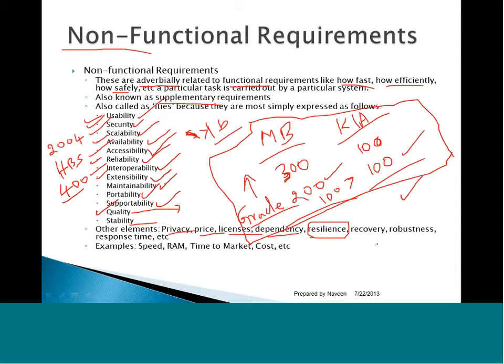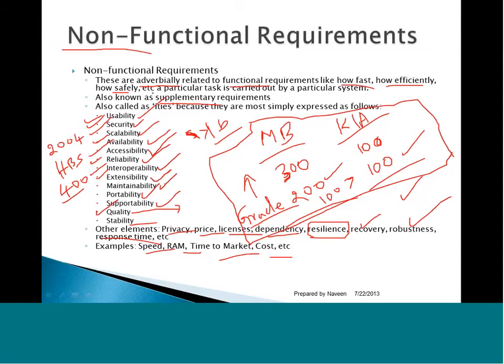So when you use your application or system, when you do all the changes, modifications, is your system able to come back to its original state? For example, you can always reset your computer to factory settings. Is that possible? Yes. Can you reset your car to factory settings after you use it for a couple of years? No. Cannot. Recovery. Is it easy to recover if your system fails? Is it robust? What is the response time? Some of the other examples: speed, RAM, time to market, cost, etc.